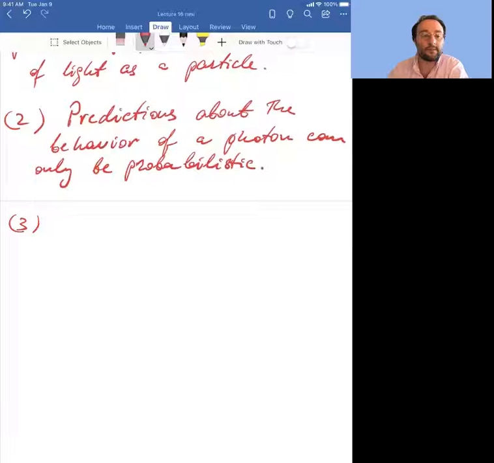Point number 3, the information about the photon at time t is given by a wave, electric field, which is a solution to the classical Maxwell equation. And we would say that this wave characterizes the state of the photon at time t. From this wave, we can get the probability of observing a photon at time t and some location x, y, z.